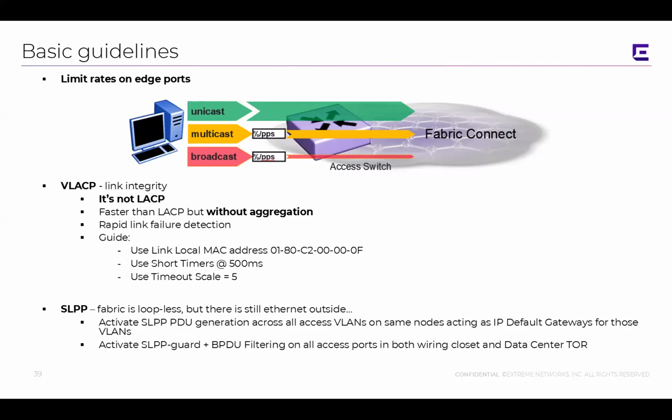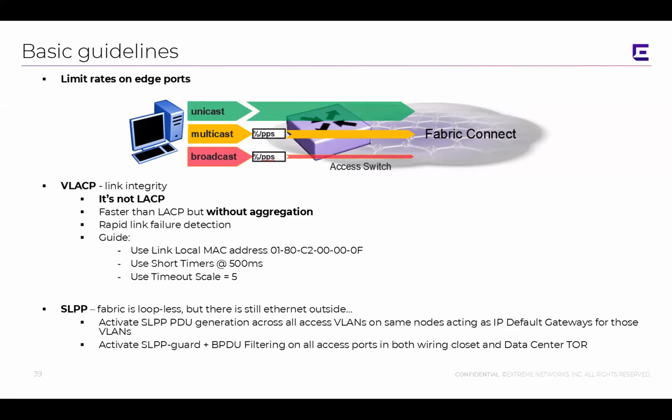As a basic guideline, if you deploy the Fabric Connect network, please limit the rates on the edge ports. This is kind of a baseline, because we don't want to allow storms through the fabric itself. The fabric will gladly pass them through, so keep it in mind. Use VLACP for link integrity.